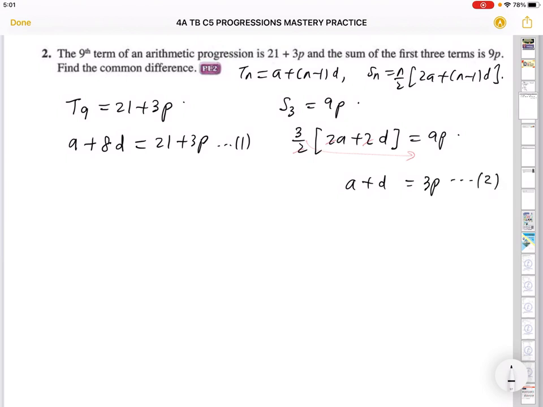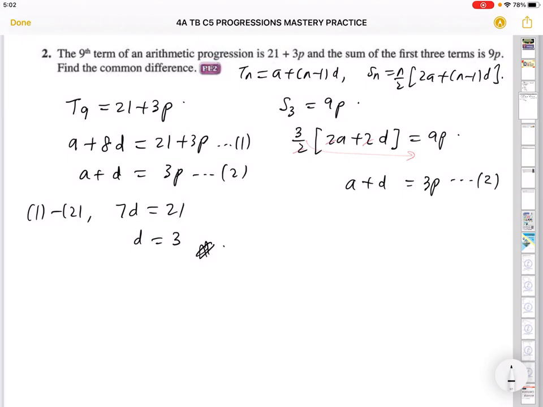In this case, we can take equation 1 minus equation 2. If you can't see it, maybe I just write it down here, equation 2. Very simple, 1 minus 2: a and a cancel out, 8d minus 1d is 7d, 3p minus 3p cancel out, left with 21. My common difference d is just 3.